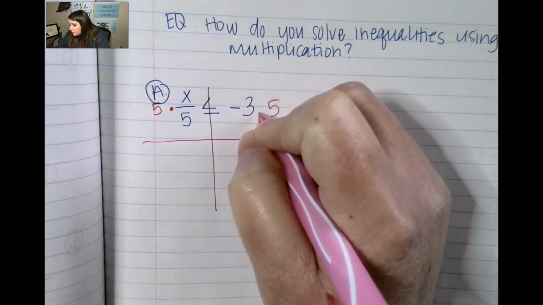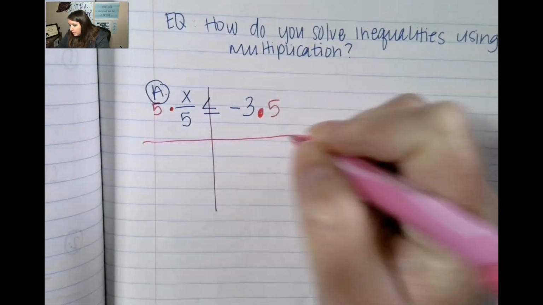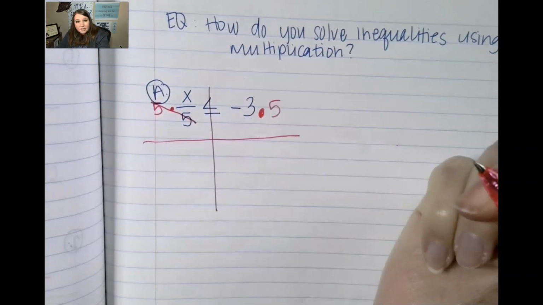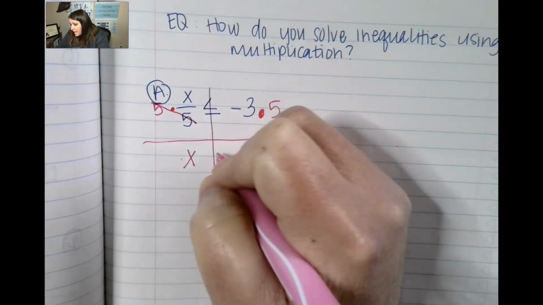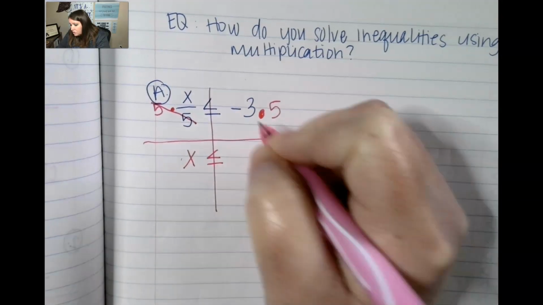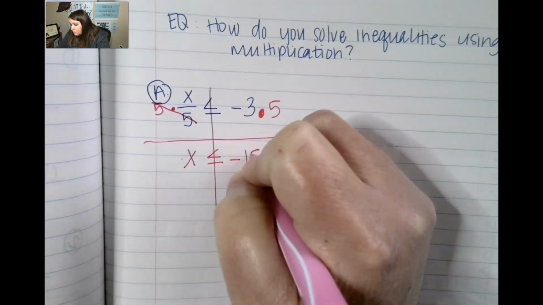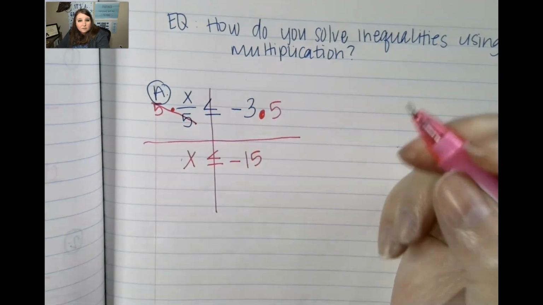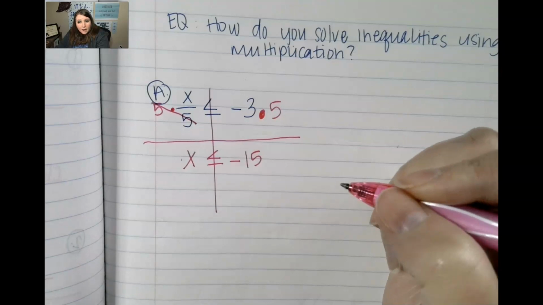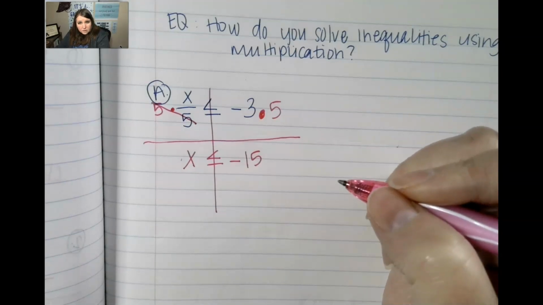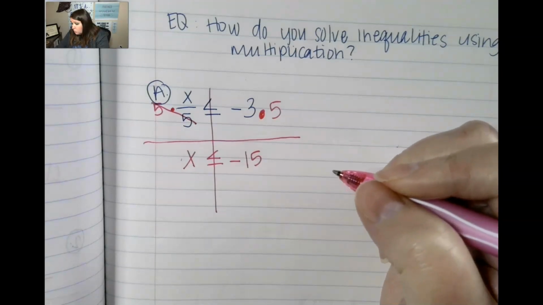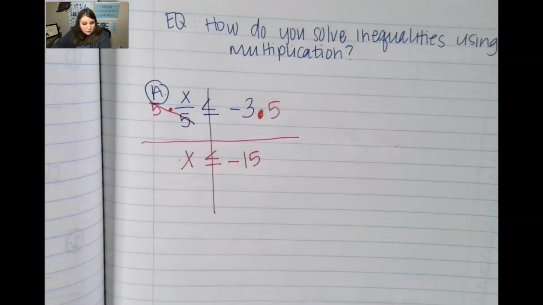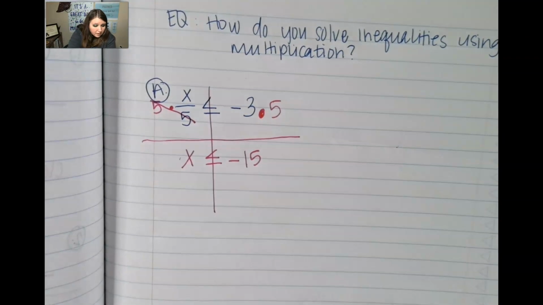So we get, let me make that symbol bigger, sorry. So now you have that crossing out, and this says x is less than or equal to -15, because -3 groups of 5 is -15. So now that we've solved this problem, we're going to go ahead and graph it.